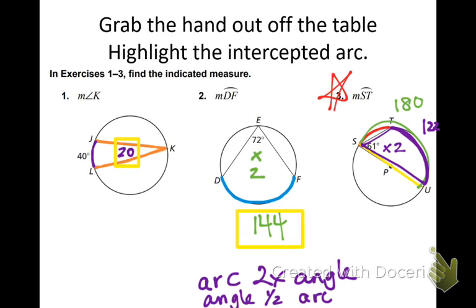So if UT is 122, how do we find the remaining ST? Subtract it from 180. So what is 180 minus 122? 58.